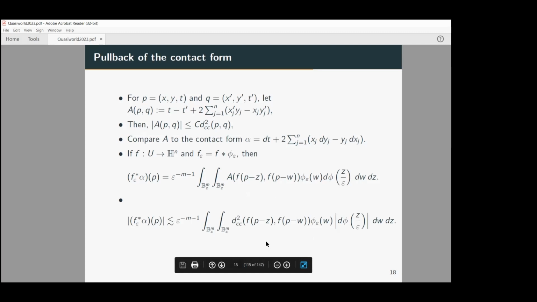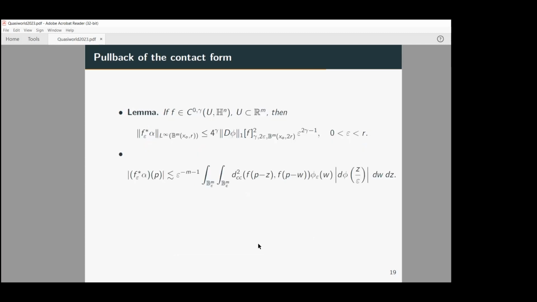And now, this is the estimate, I just copy and paste. If you know that the mapping is Hölder continuous into the Heisenberg group, then you can estimate this Korányi-Cygan distance squared by 2 epsilon, because the distance between P minus Z and P minus W is at most 2 epsilon. So it will be (2 epsilon) to the power gamma. And then if you estimate the integrals in the standard way, you exactly get this estimate. So that's a simple algebraic computation, a little bit tricky, but elementary. Okay, so we have this lemma.